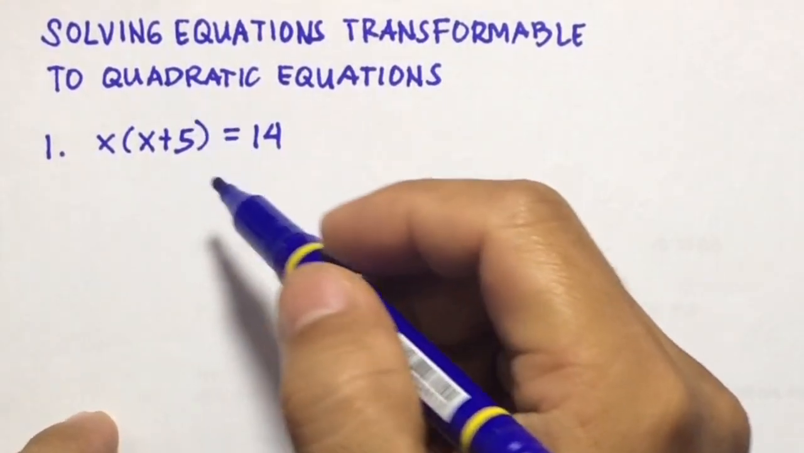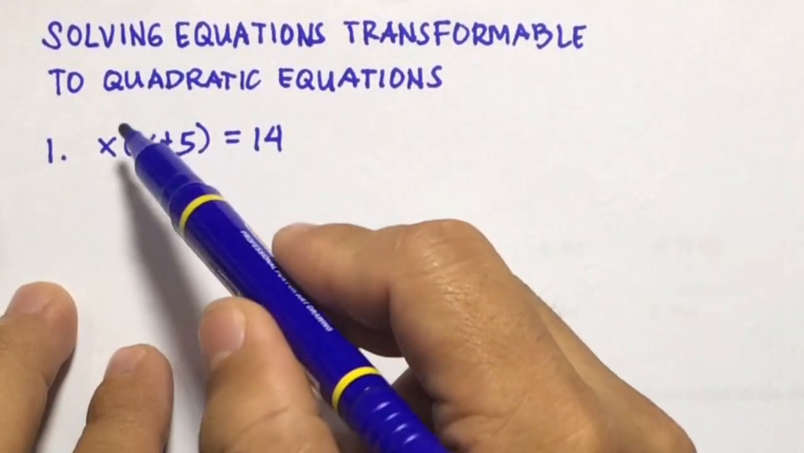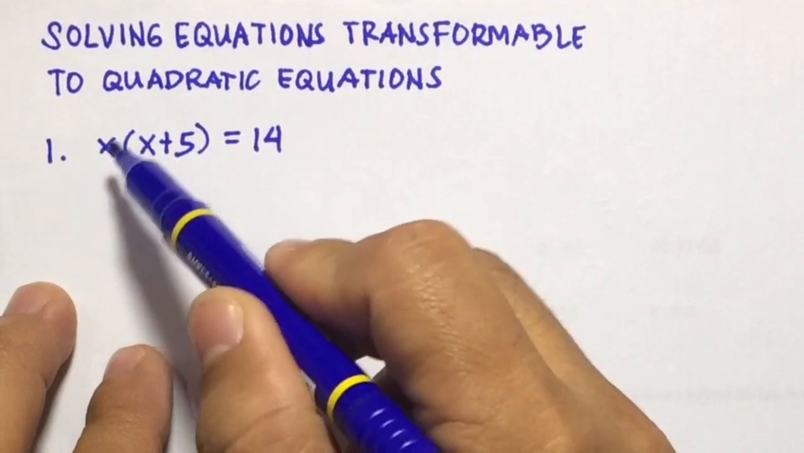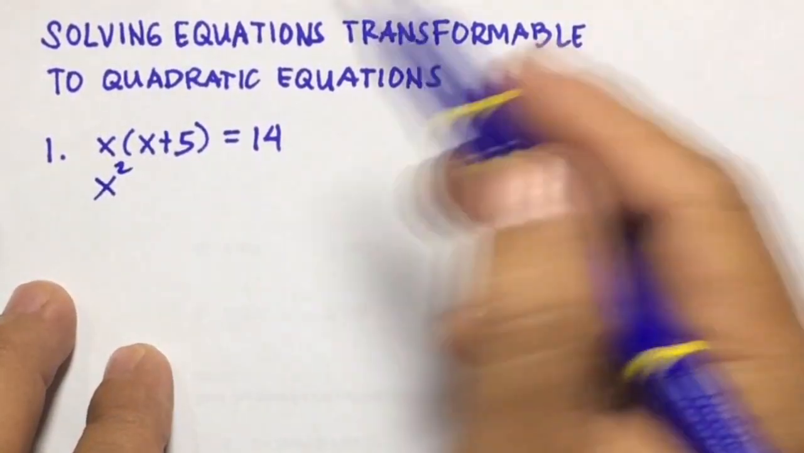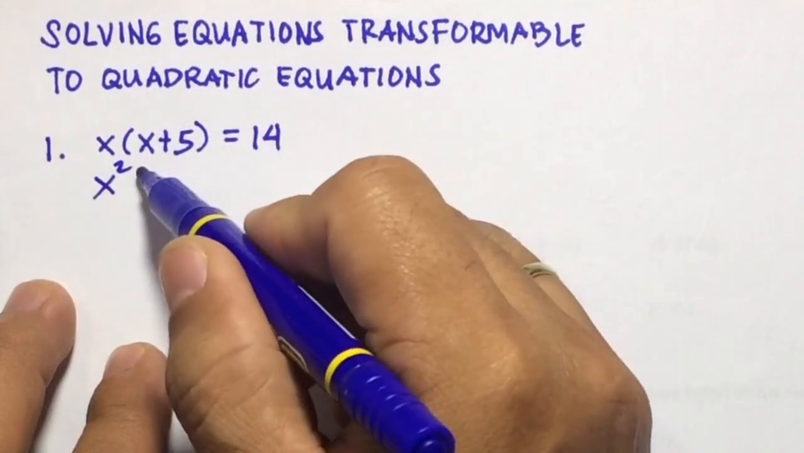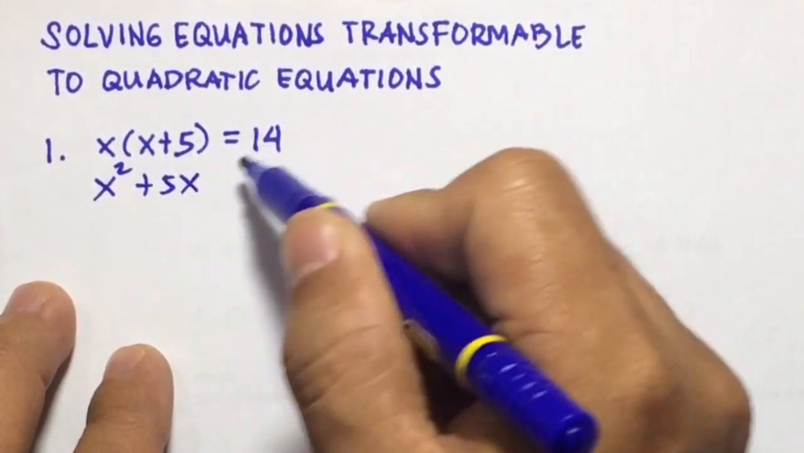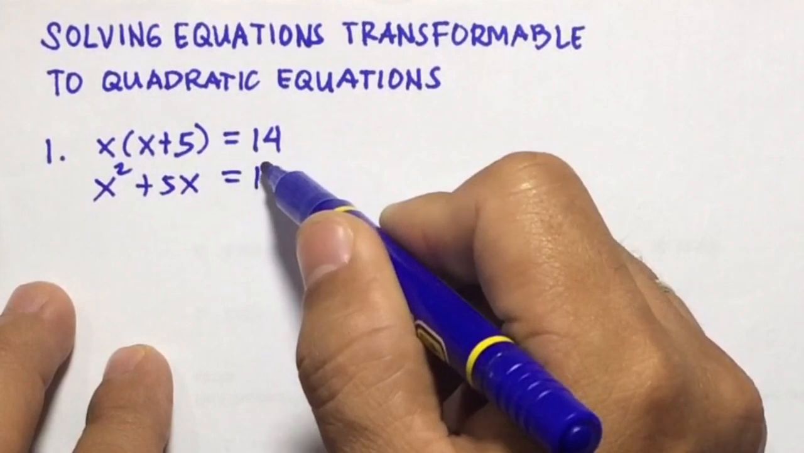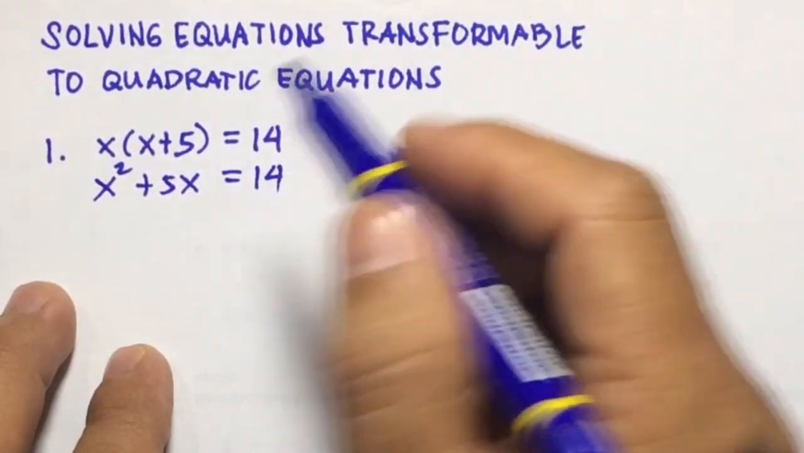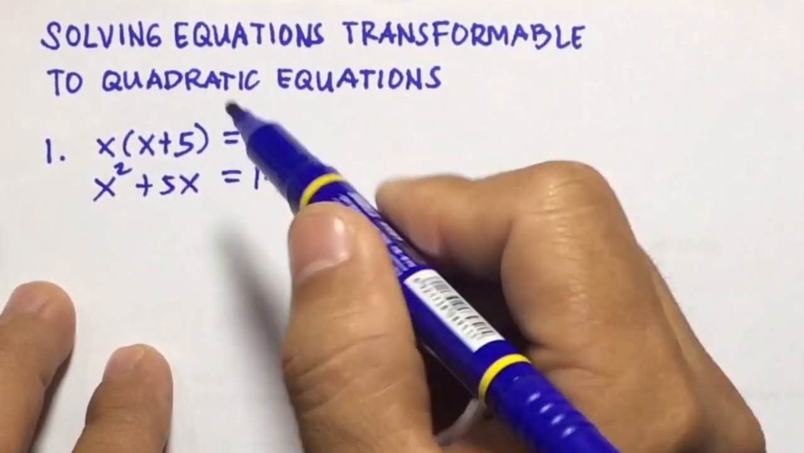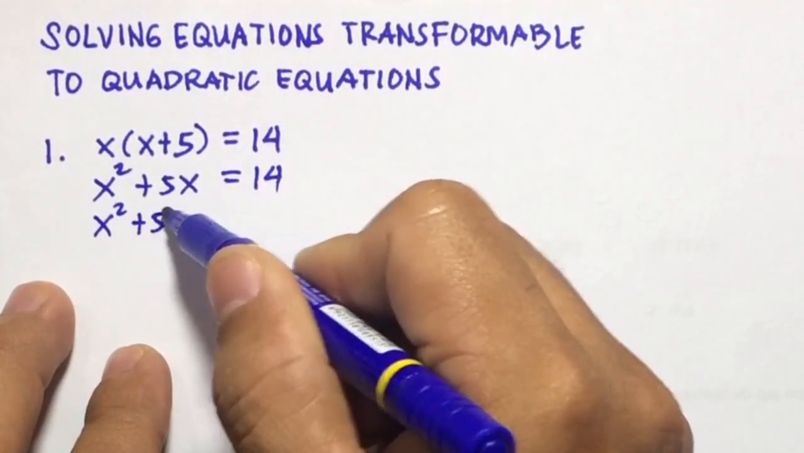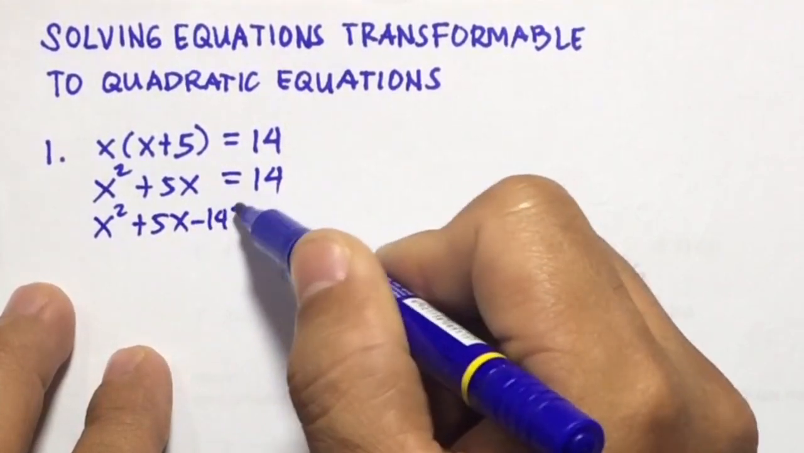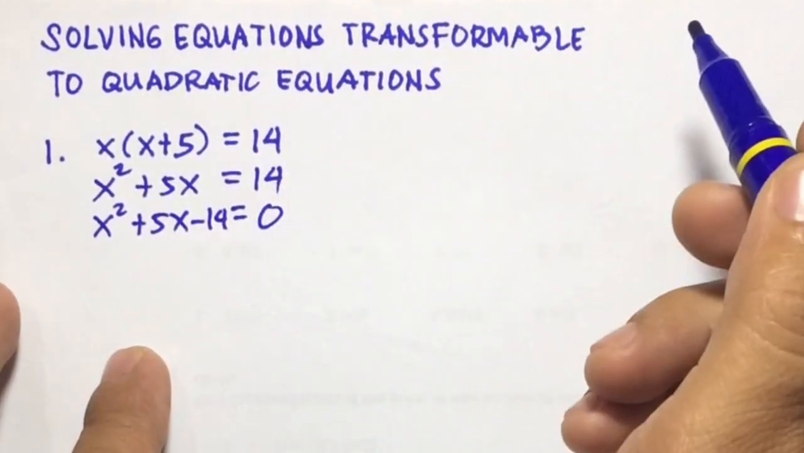So what we're going to do here first is distribute x. So we're going to have x times x, this will be x squared, and x times 5 is 5x. Then this is equal to 14. Then we're going to transpose 14 to the left side. So we're going to have here x squared plus 5x minus 14 equals 0.